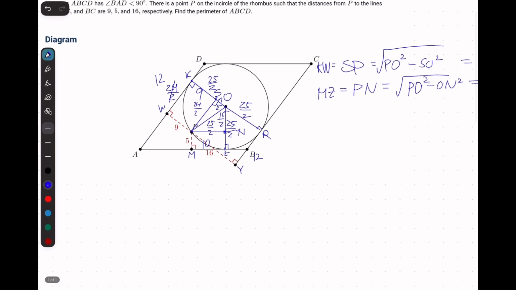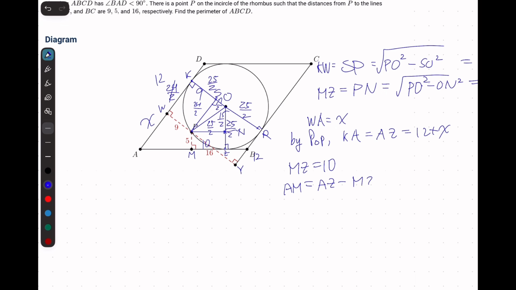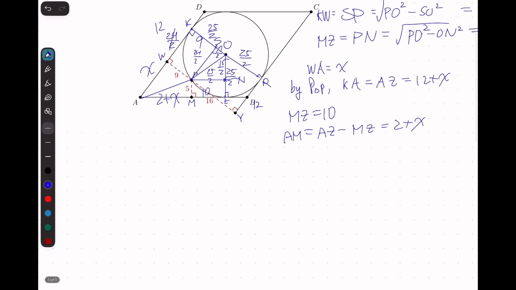Now let's say that the length of WA is X. Since KA and AZ are the same in length because of the tangents from a point, KA equals AZ equals 12 plus X. However, we know that MZ is equal to 10, so AM equals AZ minus MZ, which is 2 plus X. Now we can use the fact that AP squared equals WA squared plus WP squared equals PM squared plus MA squared due to the Pythagorean theorem. 9 squared plus X squared equals 5 squared plus 2 plus X squared, which is X squared plus 4X plus 4.